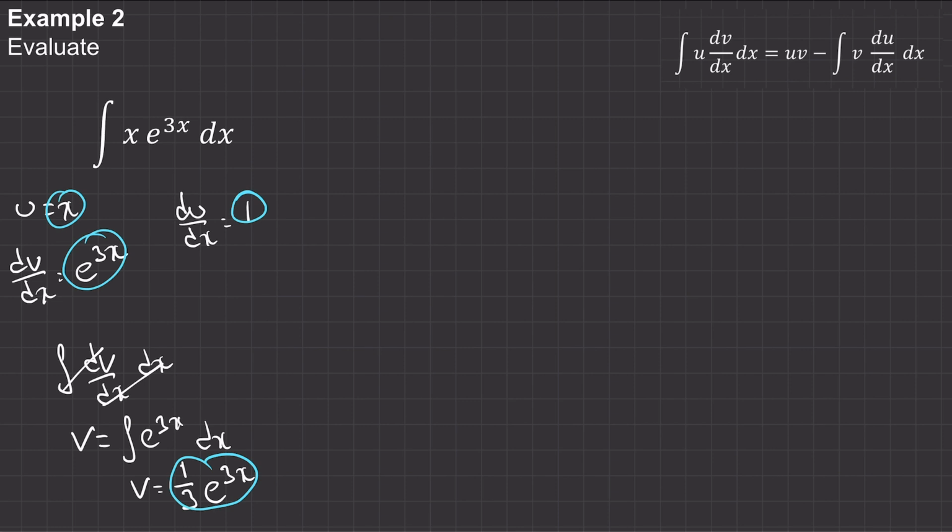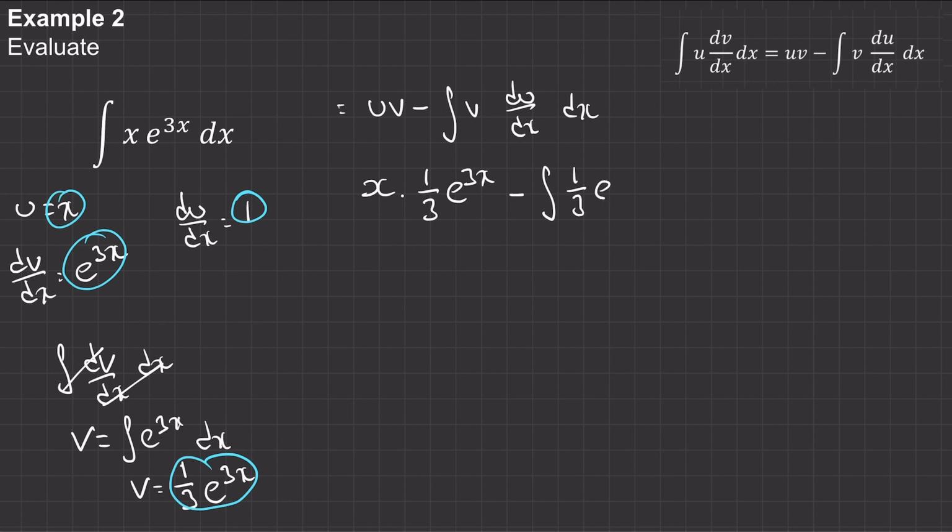Okay, so now we want to work out this integral. And this will be uv minus the integral of v du by dx, integrated with respect to x. So u, we know is x. v, we know is 1/3 e to the 3x, minus the integral of v, which again is 1/3 e to the 3x, du by dx, which is 1, integrated with respect to x. So I'm going to draw a little box around this, and we'll do this separately. So we'll do this over here.